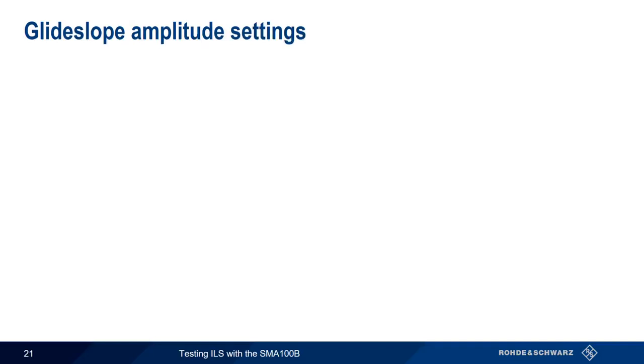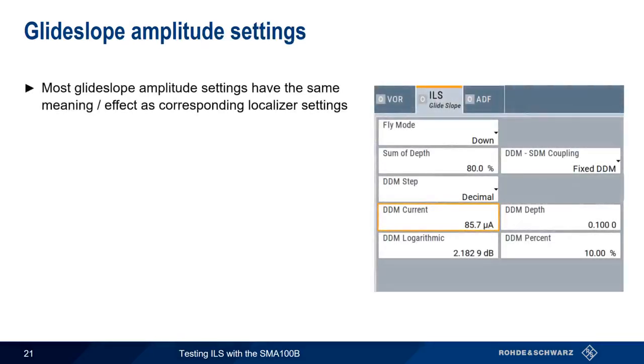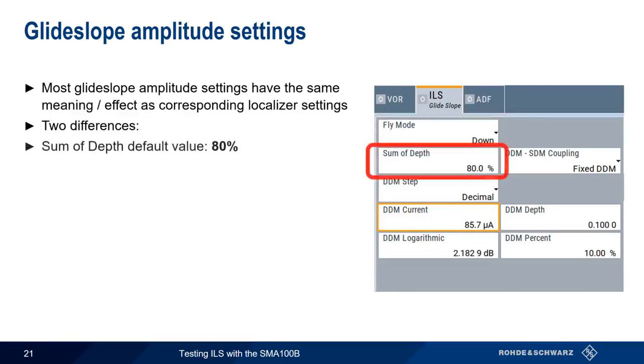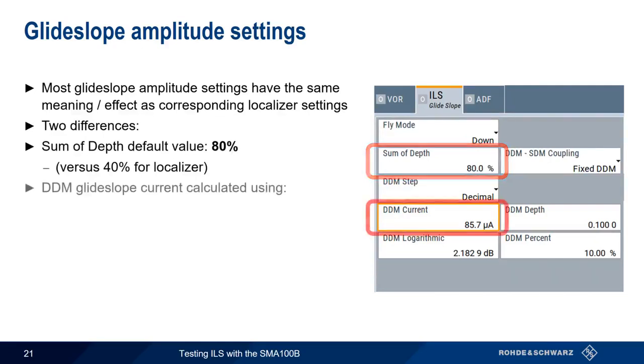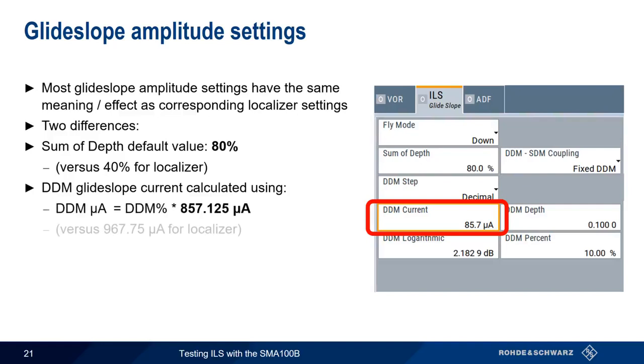And unsurprisingly, most of the other glide slope amplitude settings on the SMA have the same meaning or effect as their localizer counterparts. There are, however, two differences to make note of. First, as mentioned before, the default sum of depth for glide slope is 80%. This is different from the default value of 40% in localizer. The second is that the DDM glide slope current is calculated using the scaling factor 857.125 microamperes. This is different than the localizer, which uses 967.75 microamperes.